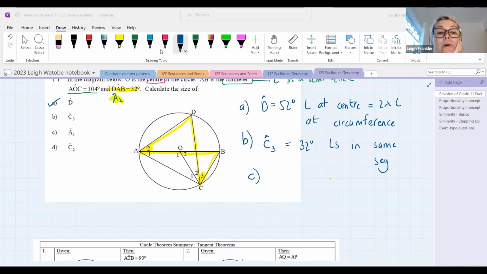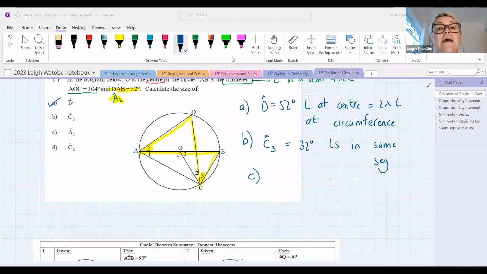Let's go back and have a look. Can we say that C3 is equal to D? No, we cannot say that C3 is equal to D. C3 is equal to A2, D is equal to B, because of angles in the same segment. If we knew that AD was parallel to CB, then we could say that D and C3 were equal because they'd be alternate angles, but we don't know that.